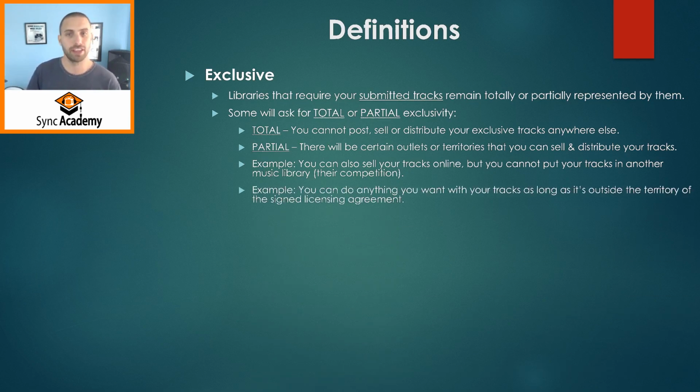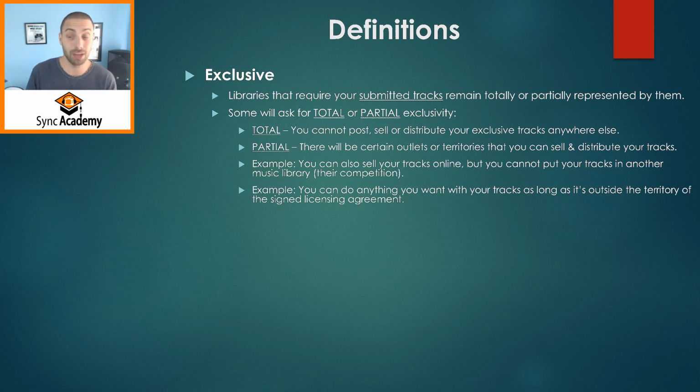Another example would say, let's say you're in the US, you sign a contract with a UK music library, which can be done. You can work with libraries all over the world, actually. They'll say you can do anything you want with your tracks as long as it's outside of the territory of the signed licensing agreement. So let's say the UK library only deals with the UK. All the territories within the UK, they only get licensing contracts and placements through their outlets there. And they say to you, but that means that you can go to any US library and work with them if you'd like to. As long as they're not infringing upon our UK territory, you can do whatever you want. You can go to music libraries, you can sell your music, you can do anything you want as long as it's outside of our given territory.